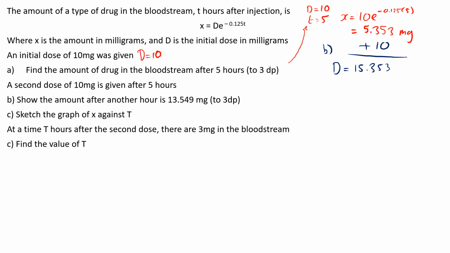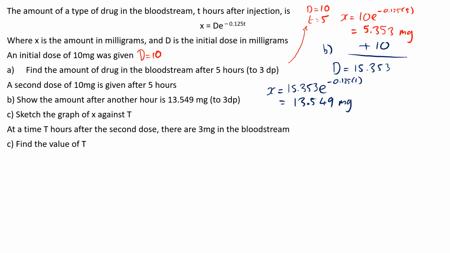We need to show the amount after 1 more hour. So we're going to do x is equal to 15.353, that's our initial dose, times e to the minus 0.125, and then we're talking 1 more hour after that, times 1. And that will give us that after 1 more hour, we are down to 13.549 milligrams.